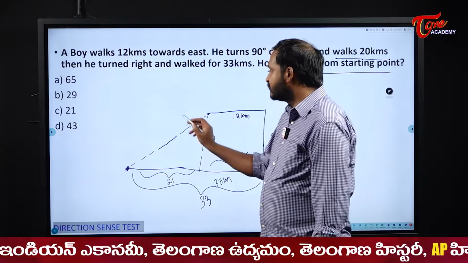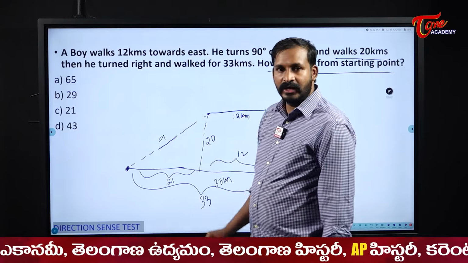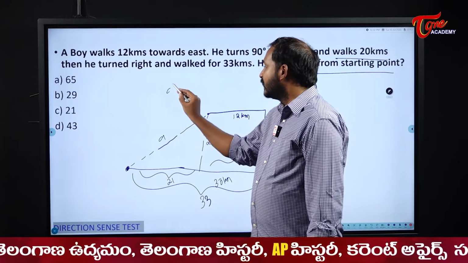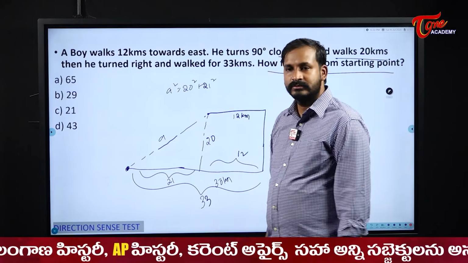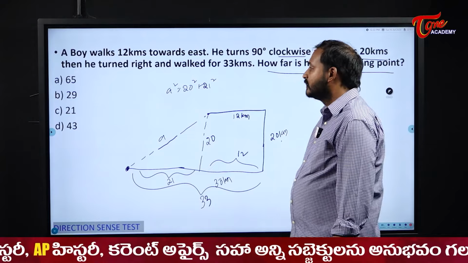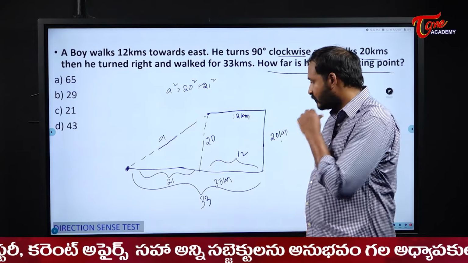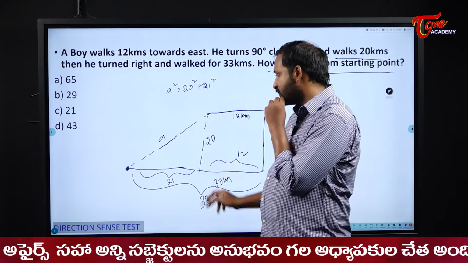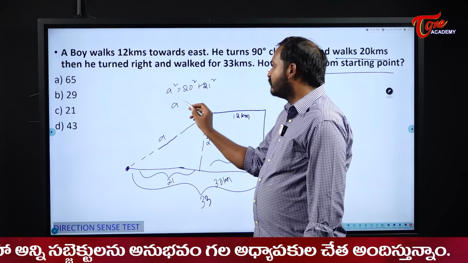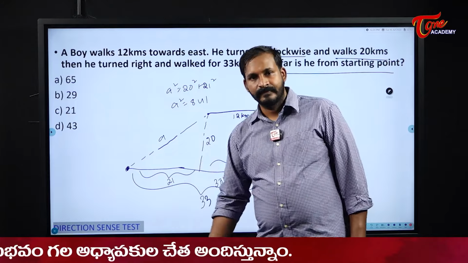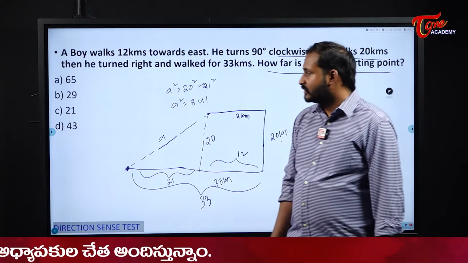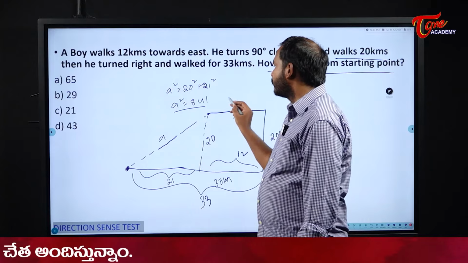So what is this distance? Assume it as some a. If you apply the Pythagoras theorem, what it becomes? A square is equal to 20 square plus 21 square. Am I correct or not? This is 20 and this is 21. So a square value will become what for me here? 841. So what happens to a now?